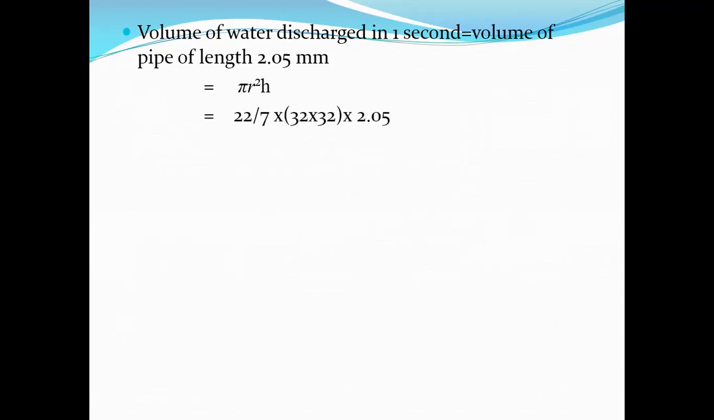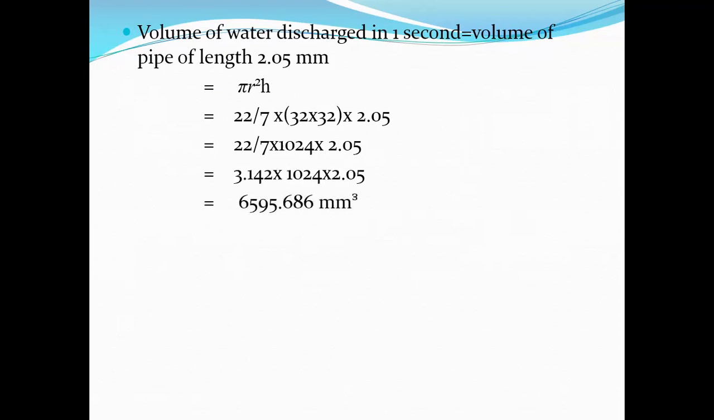Putting the value of pi as 22/7, the radius is 32, so 32 multiplied by 32, and h is 2.05. So 22/7 multiplied by 1024, as 32 multiplied by 32 gives 1024, and multiplied by 2.05. After calculation, the answer will be 6595.686 cubic millimeter.